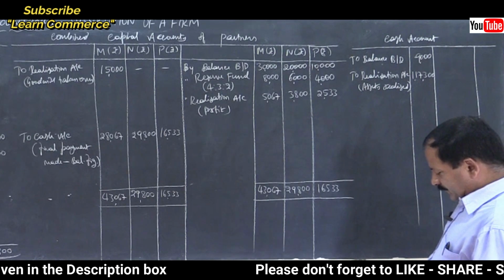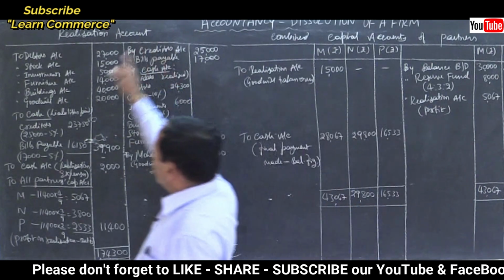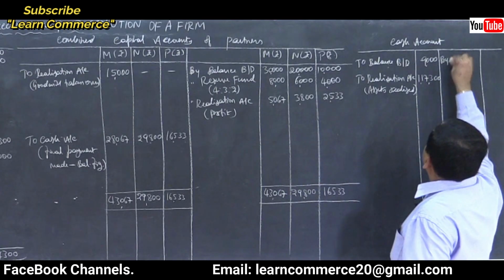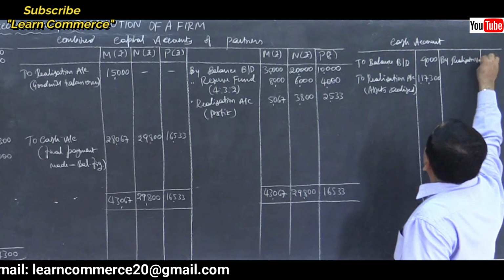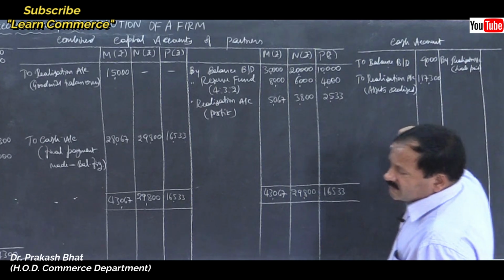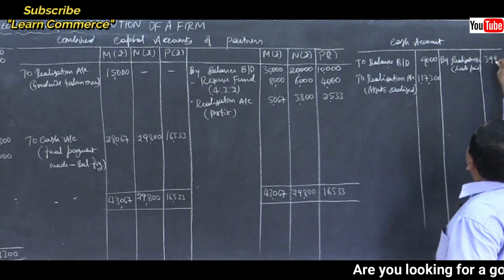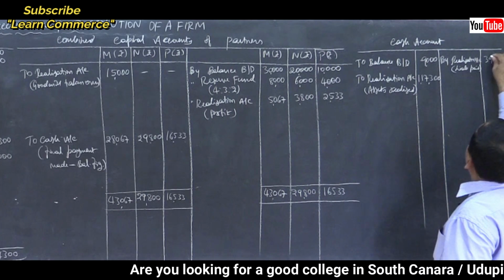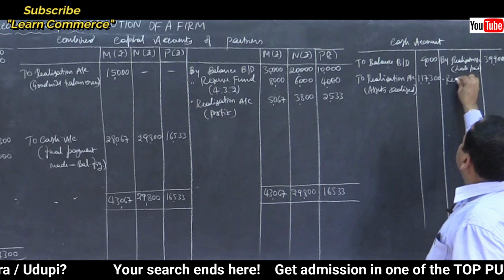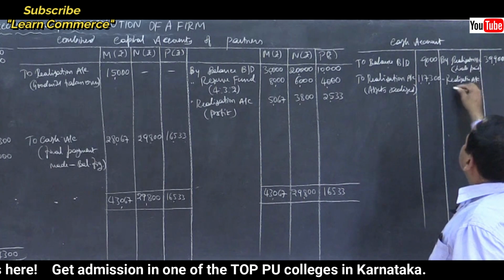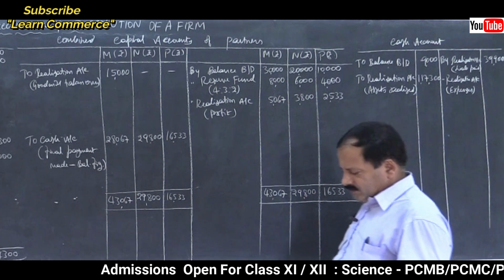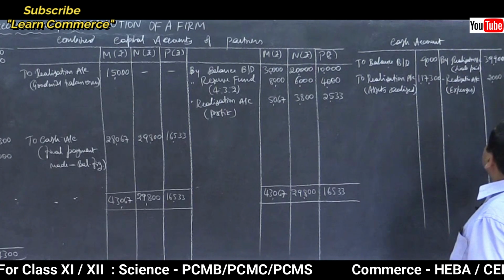Then on the credit side, liabilities paid off, realization account debtor to cash. Again, one more, expenses, realization account debtor to cash. So cash account is credited by realization account. What is that? Liabilities paid. How much? 39,900. Is that correct? Yes. Then expenses, again realization account. Write it, how much is it? 2,000, right? Yes.